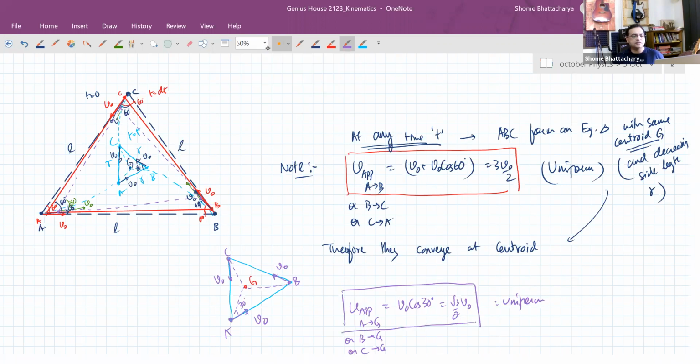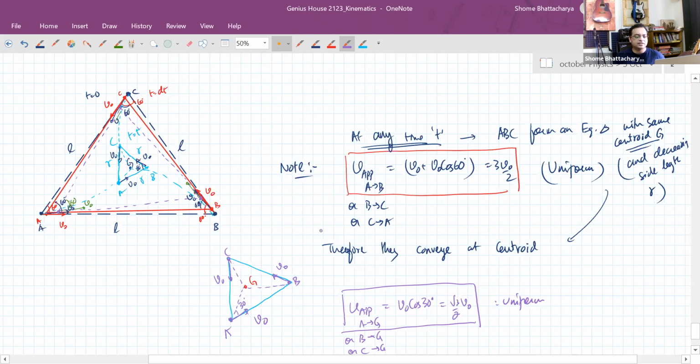So at time capital T, suppose they collide at the centroid, then you can see in that time interval from 0 to capital T, the distance between A and the centroid, or B and the centroid, or C and the centroid should have changed by how much? The original distance, which is L by root 3. Or the distance between A and B, or the distance between B and C, that should have changed by an amount of L. So delta S between AB, the relative distance traveled of A with respect to B, is minus L, like that. So we can make use of either of these.